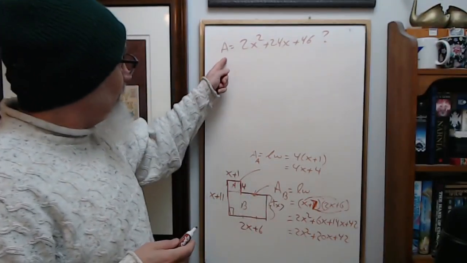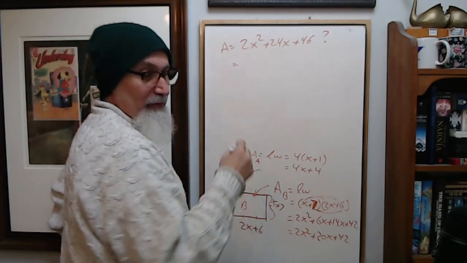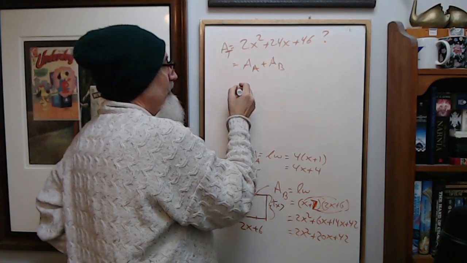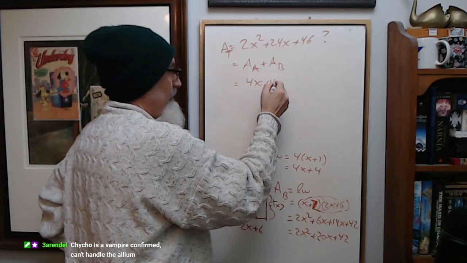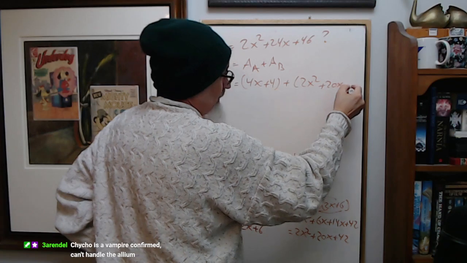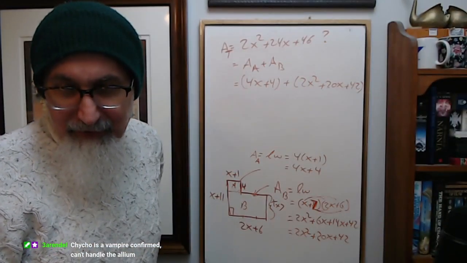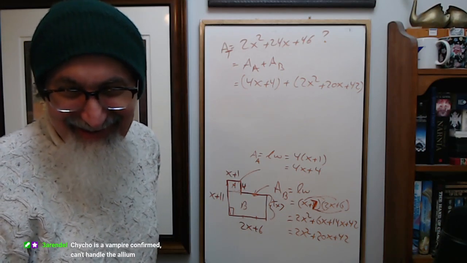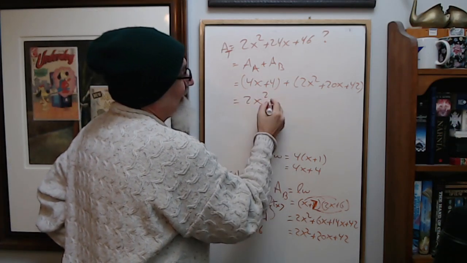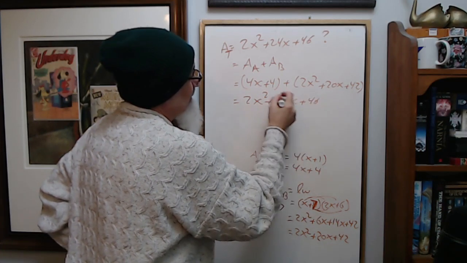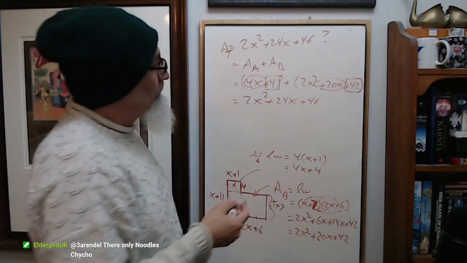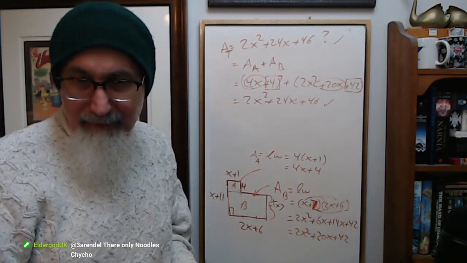And then if you want the total area of the whole shape, let's call this area total. Area total is area A plus area B, which is going to be area A is 4x plus 4. Area B is going to be 2x squared plus 20x plus 42. So this becomes 2x squared plus 24x plus 46. You just add this and this, and then add this and this. Combine like terms. So we just confirm this.